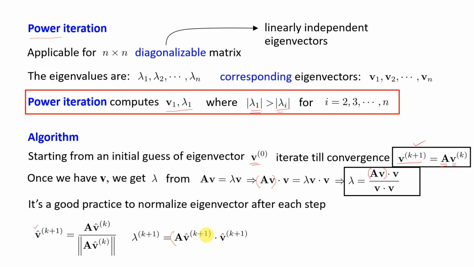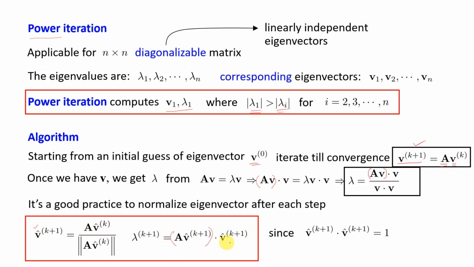So lambda is A v dot v divided by v dot v. A v dot v is A v_{k+1} dot v_{k+1}, and because all these v's are now v hat, they are normalized vectors, their dot product v dot v should be equal to 1. So there is nothing there, v dot v is simply 1. Therefore this is our algorithm for the power method.